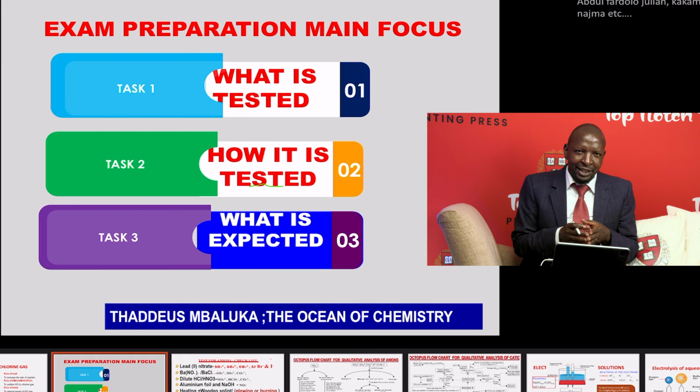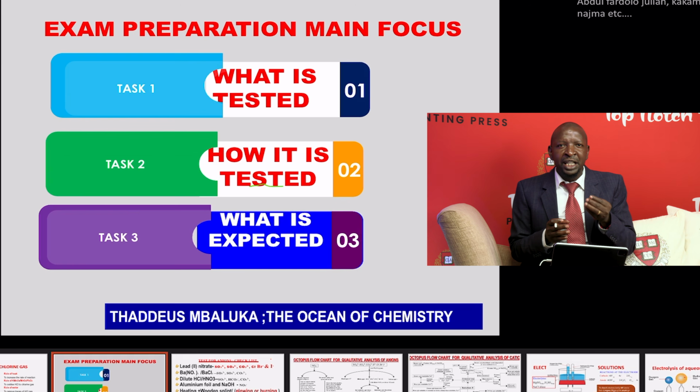So having said that, I want us to delve deep and be able to see which are those anions that are normally tested in an exam. It doesn't matter which exam, whether it is your mock or KCSE, but this is what is in the syllabus. So let's look at the examination content, and we start by looking at the checklist for anions.